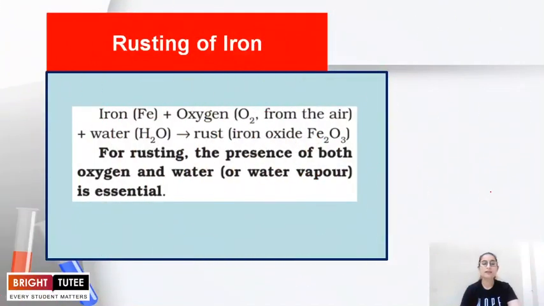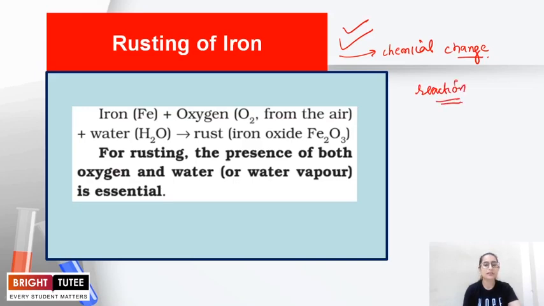Hello students, this is the third topic of your chapter and the name of this topic is rusting of iron. As I discussed in the first topic itself, when we introduced you to chemical and physical changes, we referred to rusting of iron as a chemical change. Right? Now we all know that chemical changes comprise a reaction. There must be a reaction occurring whenever a chemical change is happening. So now we have to study what actually happens when iron is rusted.